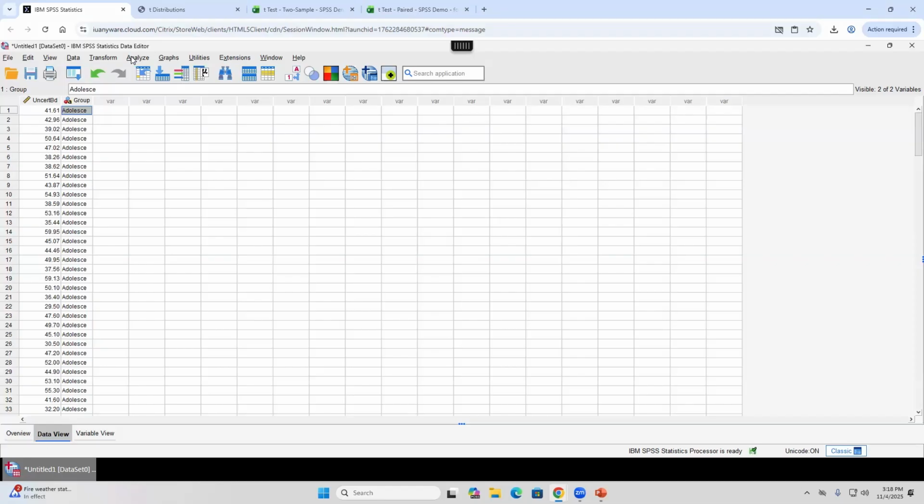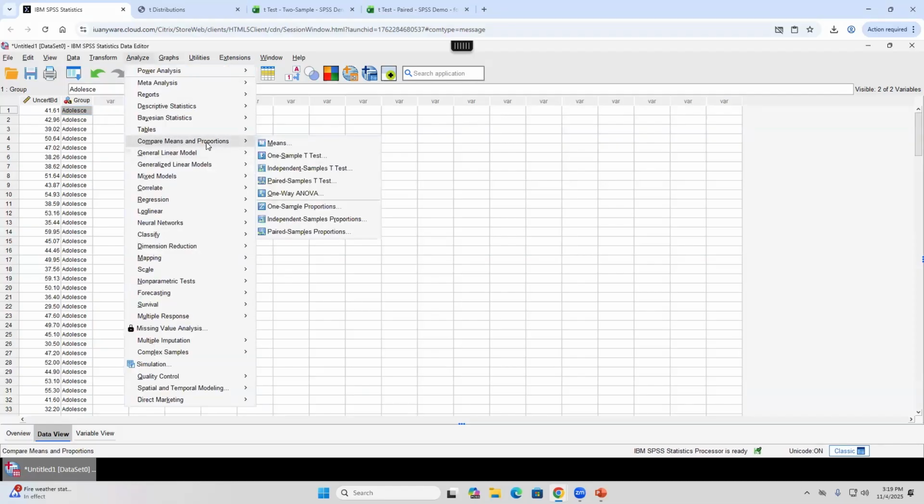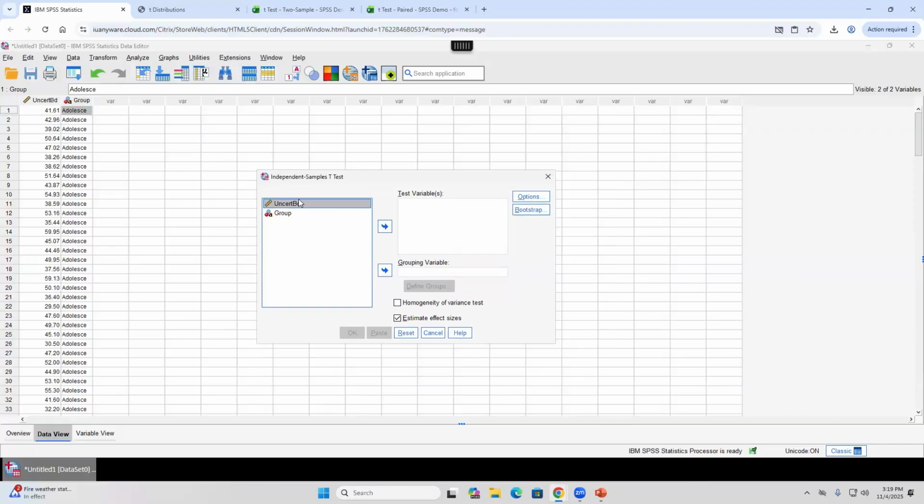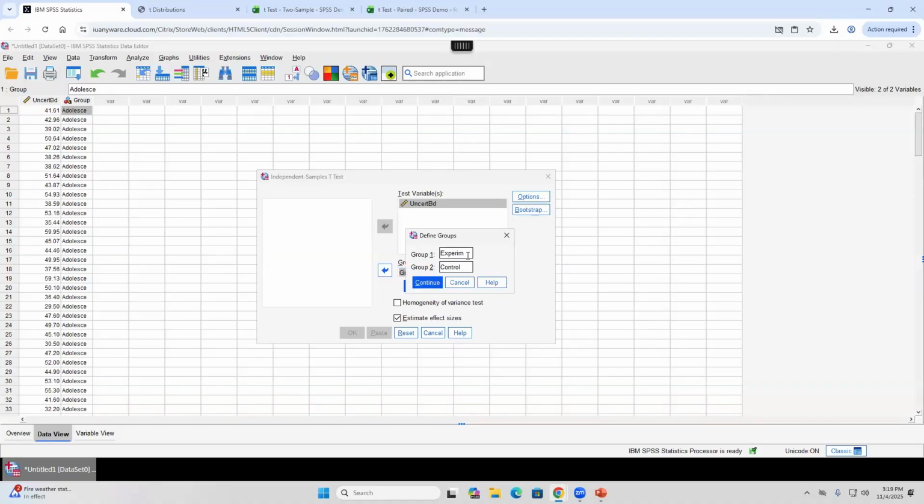At this point, we can go to Analyze, Compare Means and Proportions, Independent Samples t-test. Uncertainty boundary, uncert BD goes into your test variables. Group goes into your grouping variables. Once again, SPSS will ask you, well, what are the groups? So we define the groups.